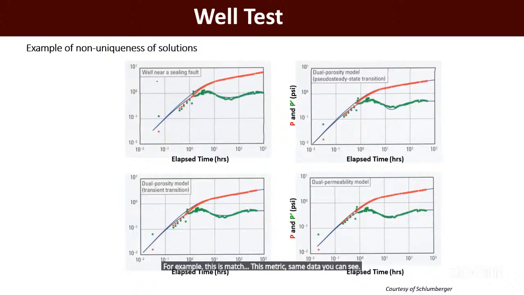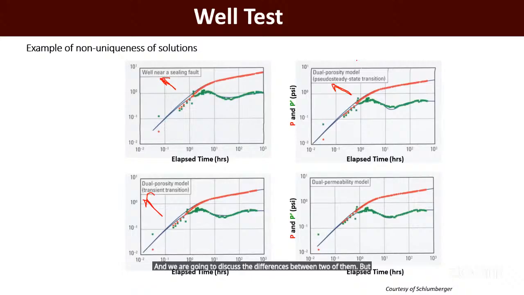Here, solution well nearing a seal fault. Here is a dual porosity system. Here is a dual porosity system also with a transient transition. Here is a dual permeability system. And we are going to discuss the differences between two of them.